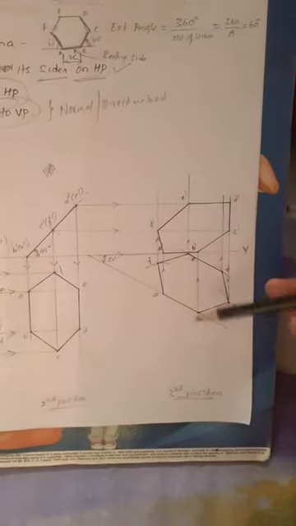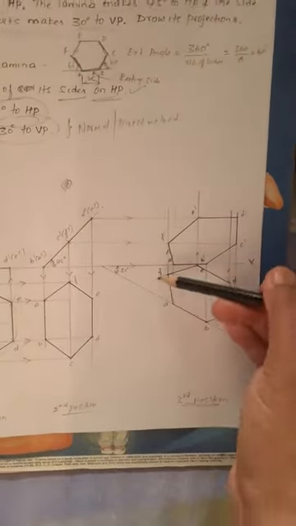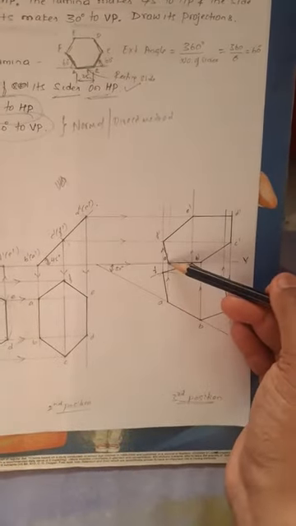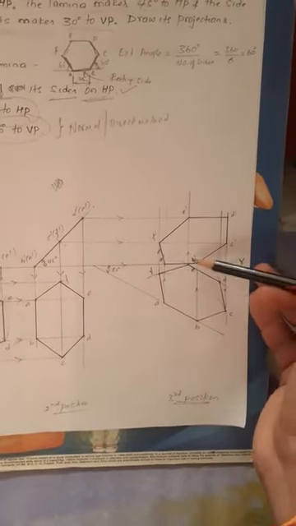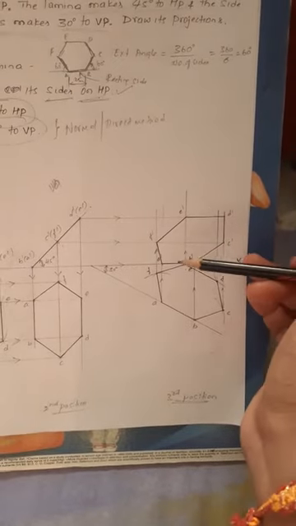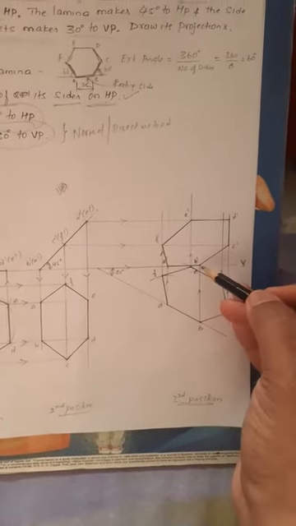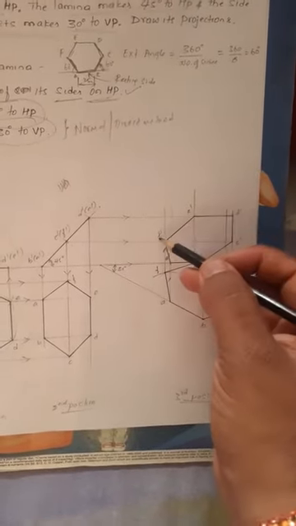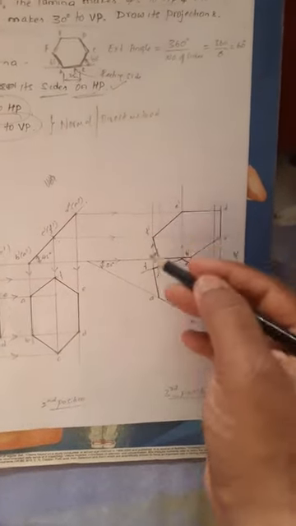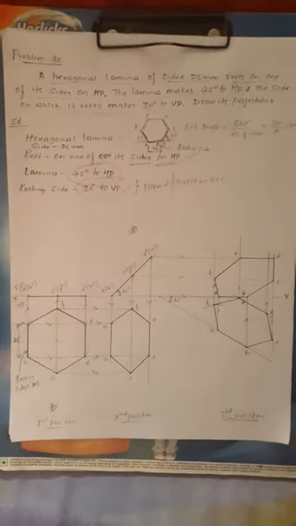Top view vertical projectors from all the corners, then horizontal projectors from the second position, the front view. Now the A vertical projector and the A dash horizontal projector meet at a point that gives A dash. Similarly B, then C, D, E, F. Then mark the intersection points A dash, B dash, C dash, D dash, E dash, F dash, and join all of these. Now you get the third position front view, right? This is how you solve the problem.